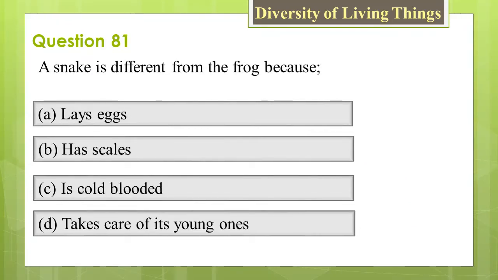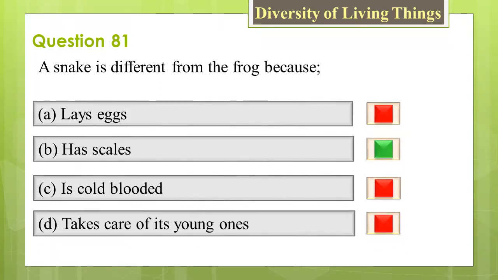Question 81. A snake is different from the frog because A. Lays eggs. B. Has scales. C. Is cold-blooded. D. Takes care of its young ones. Which of the following alternatives is the best alternative? The best alternative is B, has scales.